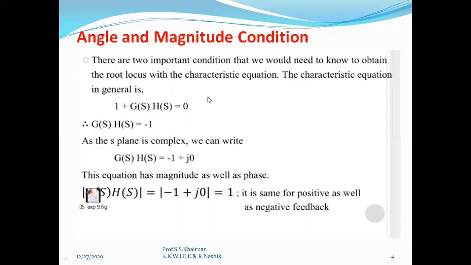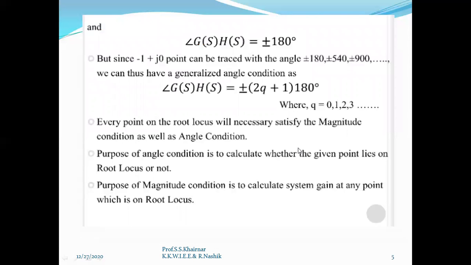Now we will see what the angle and magnitude condition is. There are two important conditions that we need to know to obtain the root locus with the characteristic equation. The characteristic equation in general is 1 plus G(s)H(s) equal to 0. That means G(s)H(s) is equal to minus 1. As the s plane is complex, we can write this minus 1 as minus 1 plus j0. This equation has magnitude as well as phase. So the modulus of G(s)H(s) is equal to the modulus of minus 1 plus j0, and that is 1. So it is the same for positive as well as negative feedback systems.